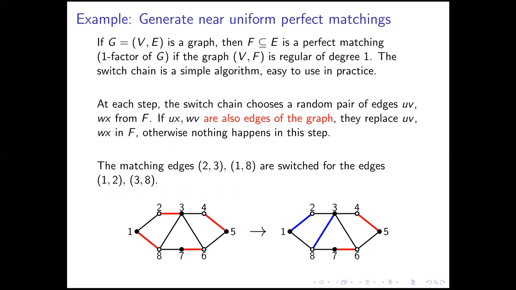Okay, so the classic example is where we restrict the edges which are accepted to generate, or nearly uniformly generate, perfect matchings. So you start off with some perfect matching of the graph and you pick a pair of edges in it and you switch it with another pair of edges. And if those edges are edges of the graph, then we accept the switch because we've replaced two edges in the matching by two other edges. Otherwise, we reject it. So the example at the bottom shows the edges 2,3 and 1,8 being switched to 1,2 and 3,8.